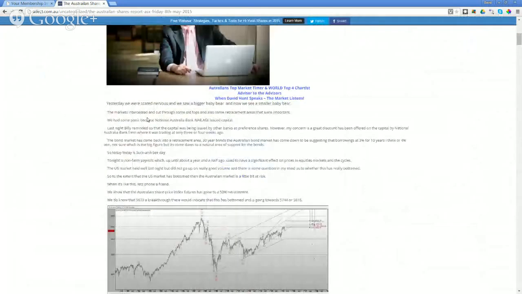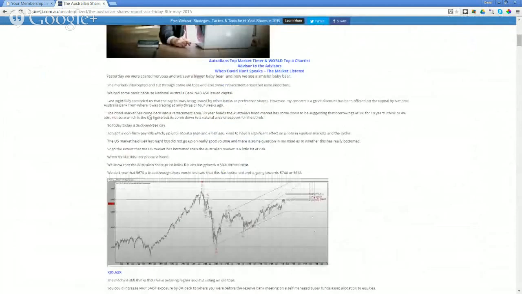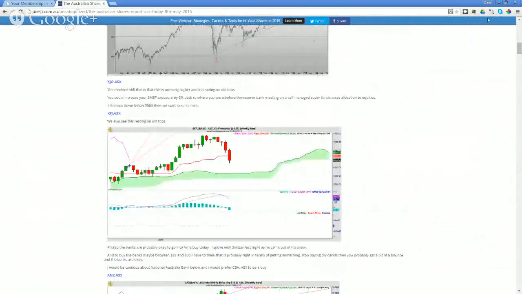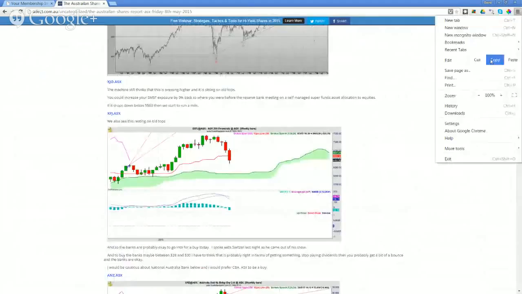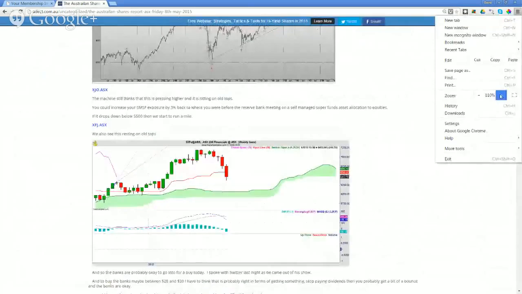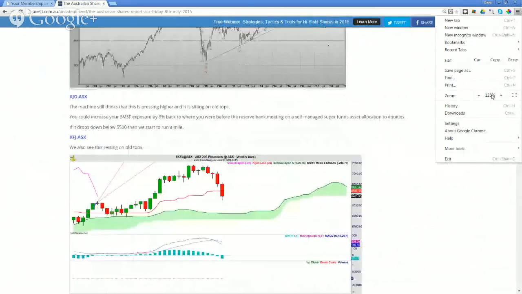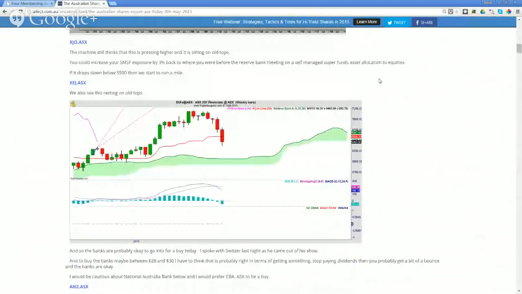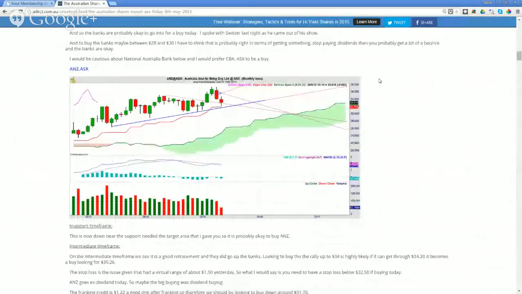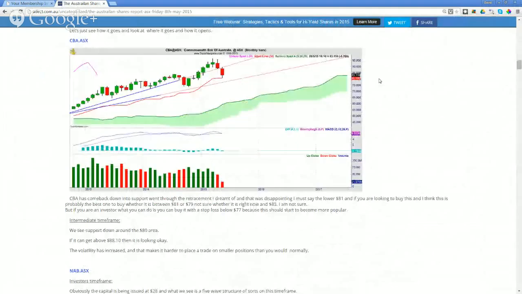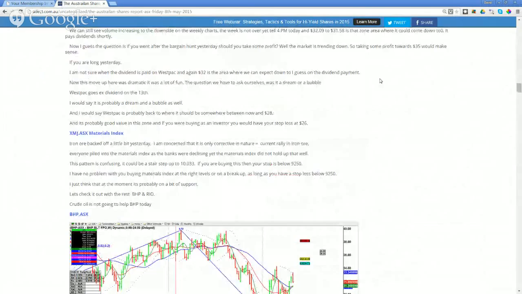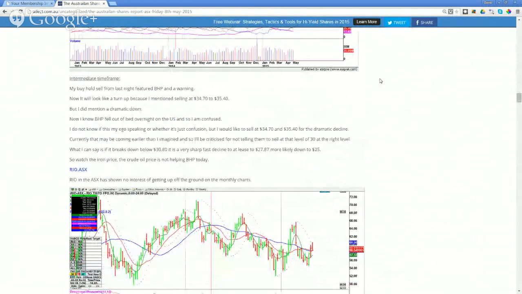Now, you'll see here you can expand it. If you're looking to read it a bit bigger, you can expand it by going to Zoom. That's in Chrome. And along here, we can see all of these different things: ANZ, ASX, CBA, etc. And that's a nice thing to do. Pick up those ones.